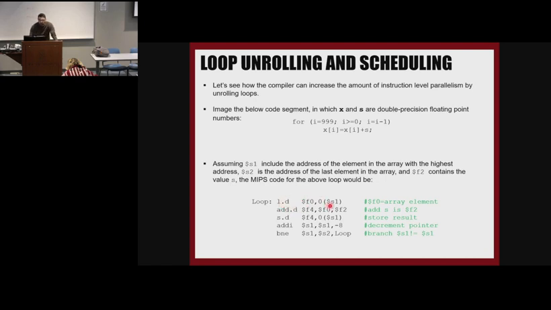So we load the first array element to F0. Then we add F0 with F2, because F2 has the value for S, and put the result in another register, F4. This is just your choice. And then we store F4 back to memory. Then we decrement S1 by 8, because it's a double precision number, so it needs 8 bytes to read the next one. And we create a loop here, we compare S1 and S2, and we just jump back to the loop and read the next element in the array.